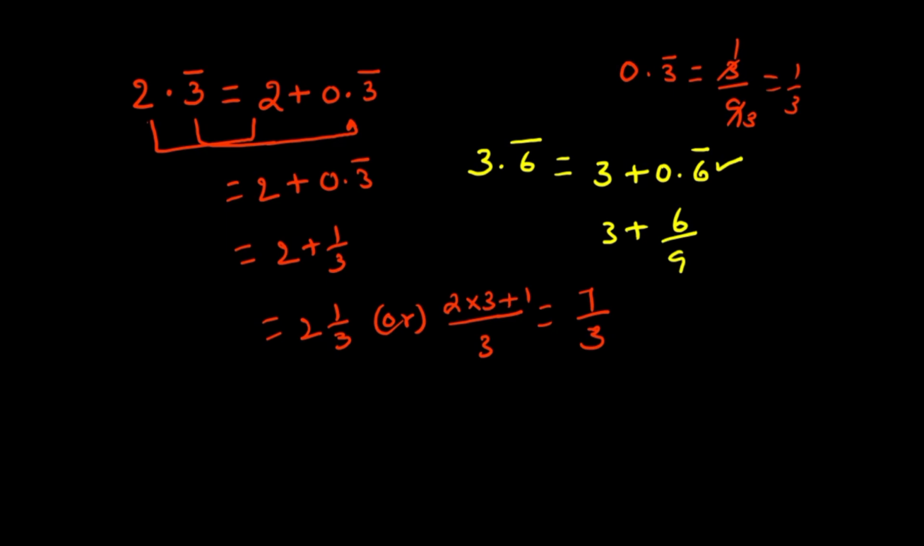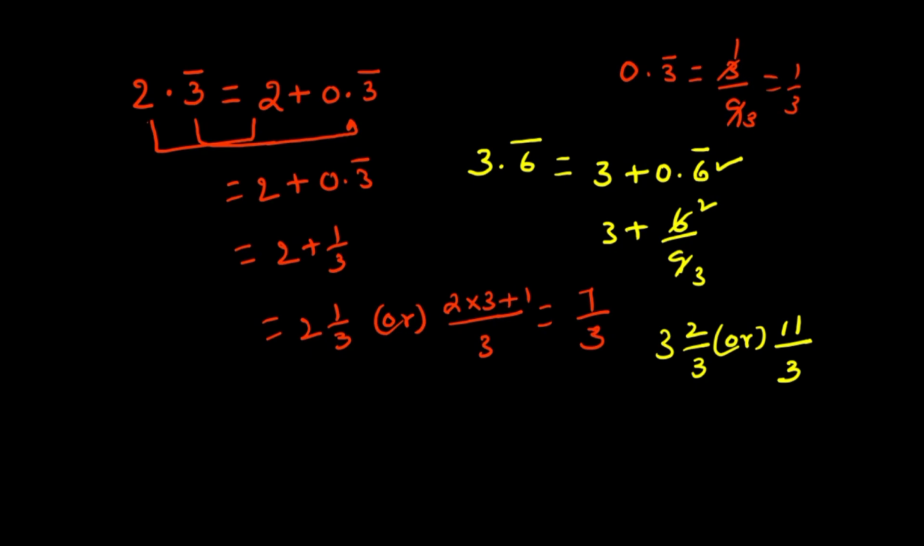Now we can cancel by the 3 table, 3 2s and 3 3s. Now we have 3 2 by 3. This is a mixed fraction. If you want to convert it into an improper fraction, 3 3s are 9 plus 2, 11 by 3. 11 by 3 is the fraction form of this number.